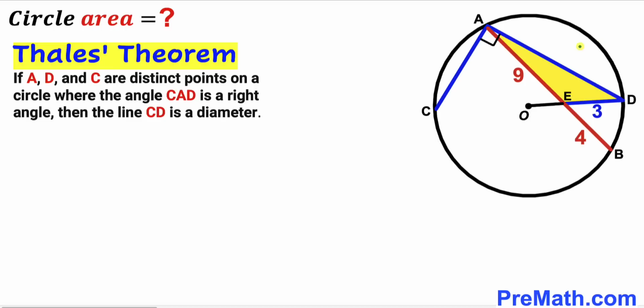Here we can see points A, C, D are indeed on the very same circle, and this angle CAD is indeed a 90-degree angle. So we conclude that this whole CD is the diameter of this given circle. In other words, points C, this center O, and this point D are indeed collinear.